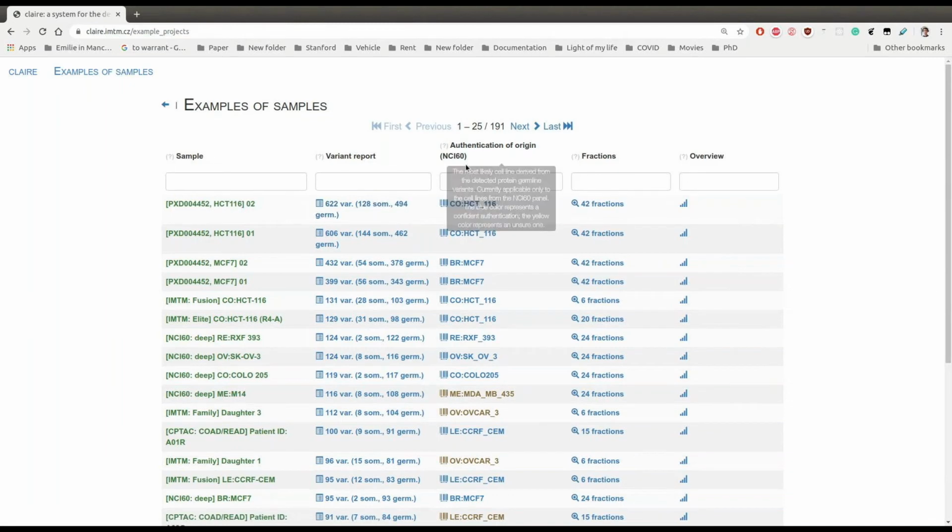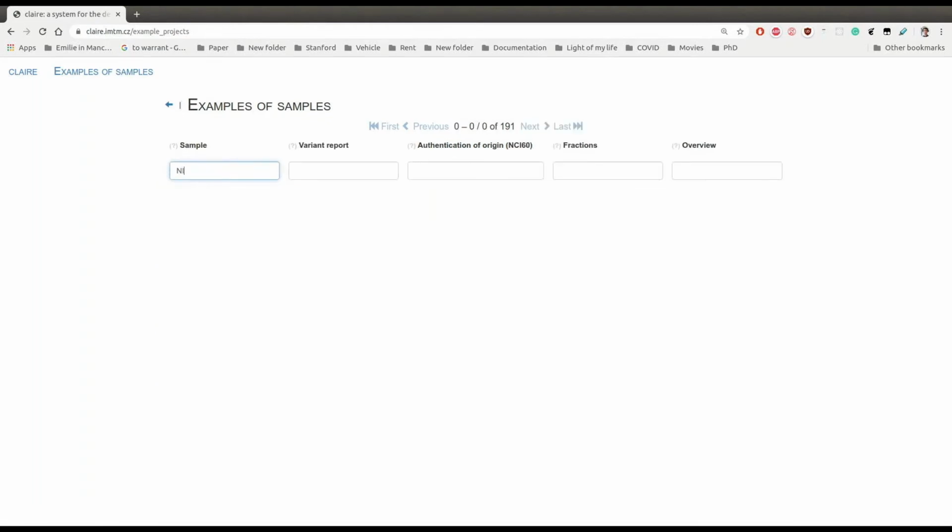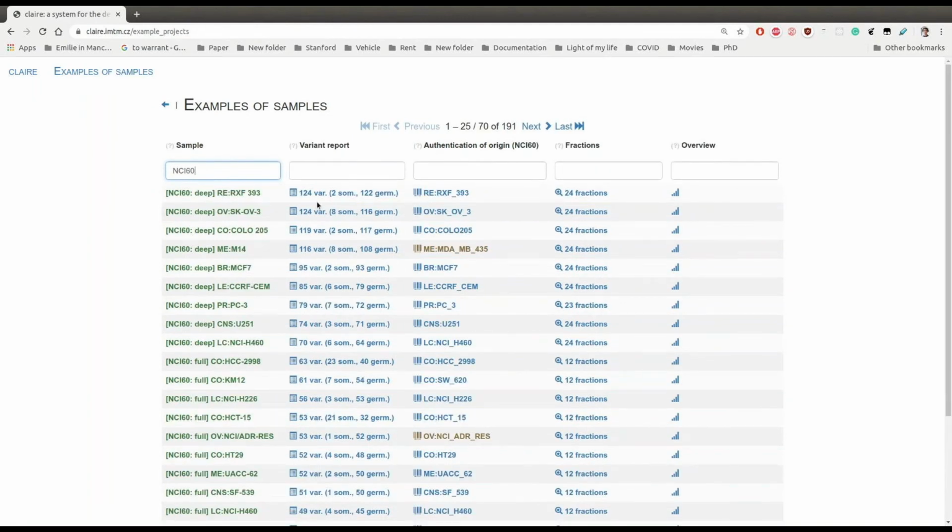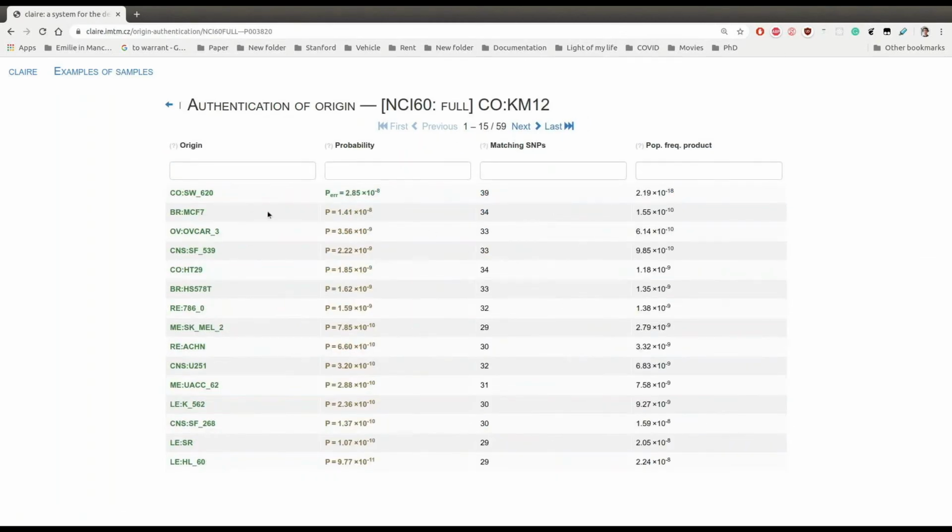Claire also automatically authenticates the origin of a cell line. For example, we observed that in some of the public NCI 60 data there are some discrepancies. I'm not sure whether I'll find it here now, but we actually realized that what claims to be a particular cell line is actually another one. One can also take a look at how it looks with other tentative origins. But this one, for example, is identified with a really high probability.